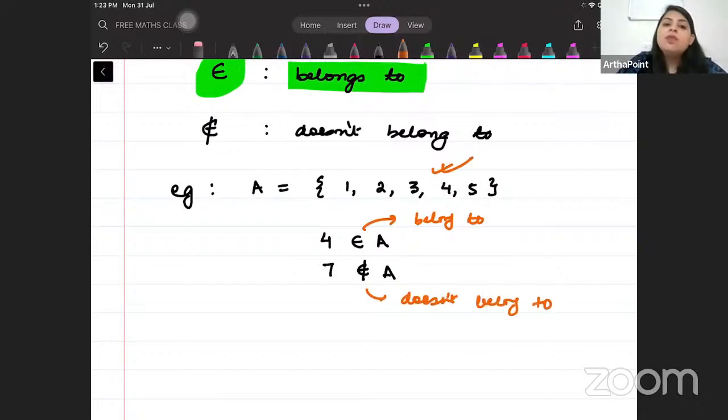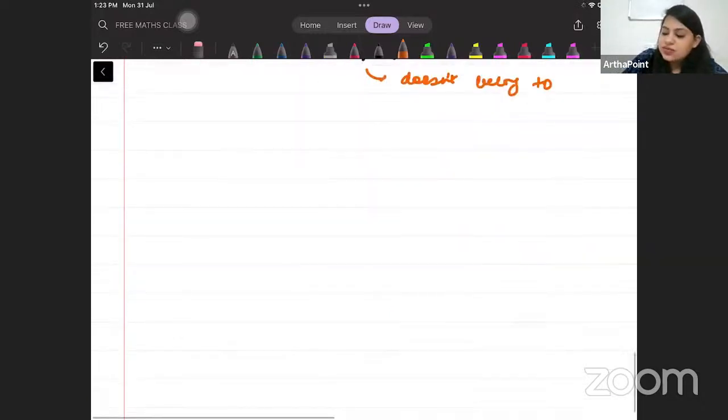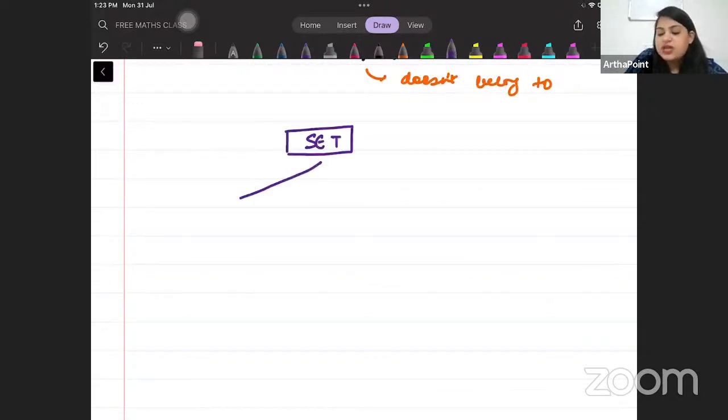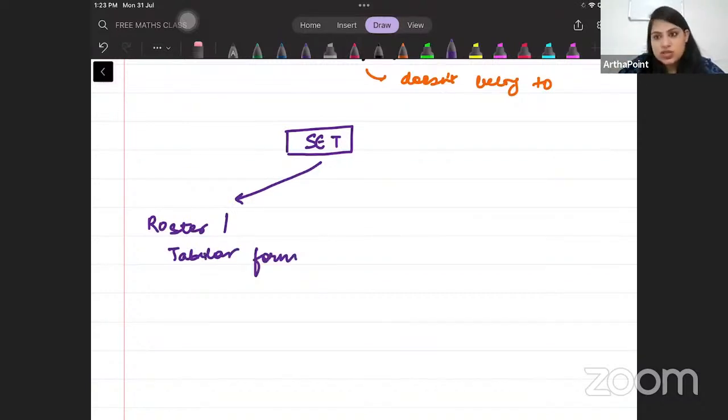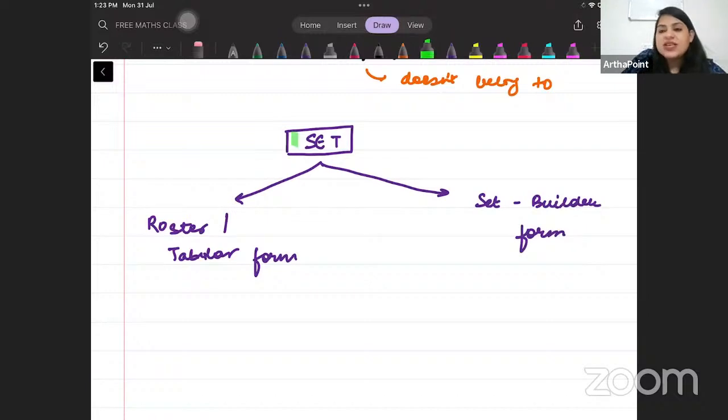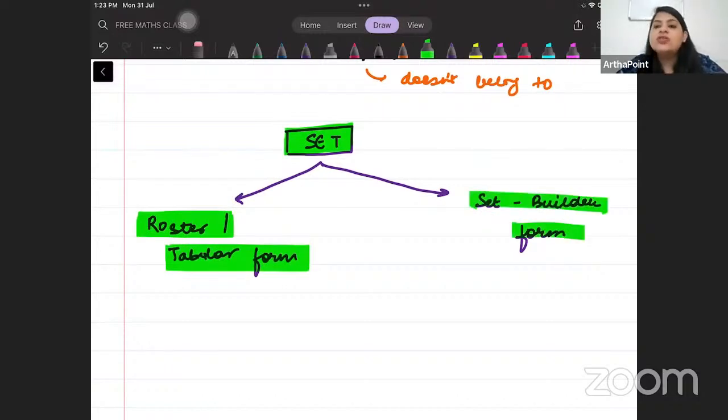Now, there are 2 methods of representing a set. So a set can be represented using 2 methods. The first method is called roster or tabular format. So the first form is called roster or tabular form. And the second form is called a set builder form. एक set को हम 2 format में represent कर सकते हैं. The first is called a roster or a tabular form, and the second is called as a set builder form. पहले हम समझते हैं what is a roster form.